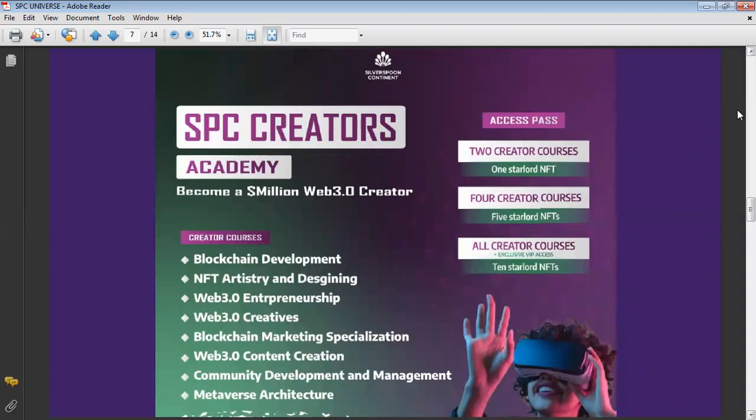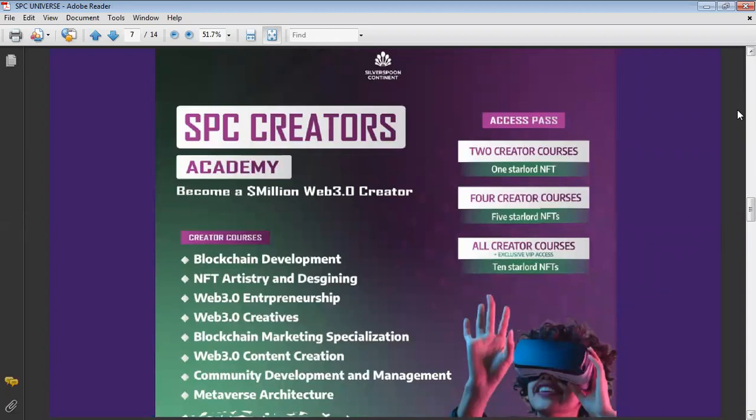Web 3.0 content creation is for those that create content, the content creators, the writers, whatever level of content creation is all under Web 3.0 content creation. Community development and management is a high-paying skill for those that want to learn how to build community. Metaverse architecture is for those that want to learn how to build on the metaverse. Blockchain development is for those that want to be developers and learn how to program these blockchains. So you see, the Starlord NFT grants you access into the academy to learn this, and then you join the Creators Economy and start creating.